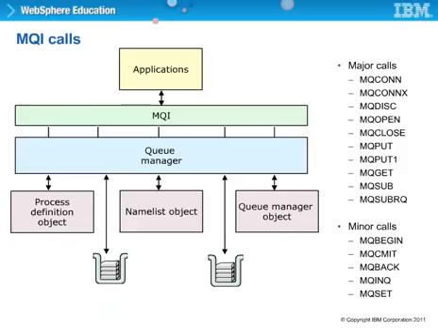To access a queue or other queue manager resources, an application must first issue an MQOpen call, and when it no longer requires access to that resource, the application issues an MQClose call. Once the queue is opened, an application uses an MQPut call to write a message to that queue and an MQGet call to read a message from the queue.